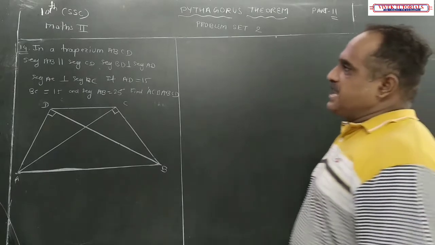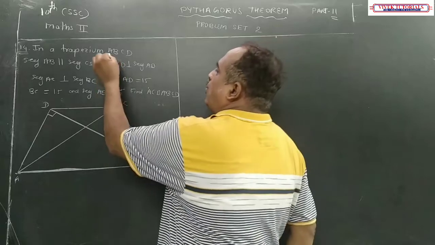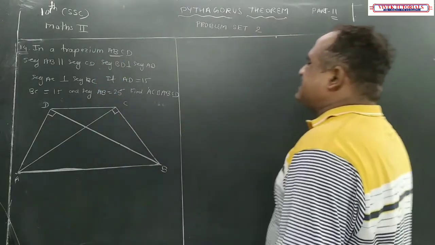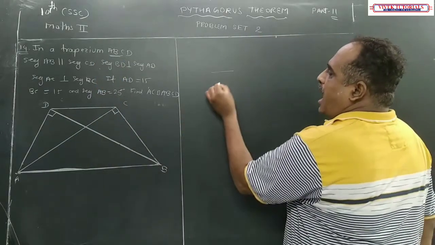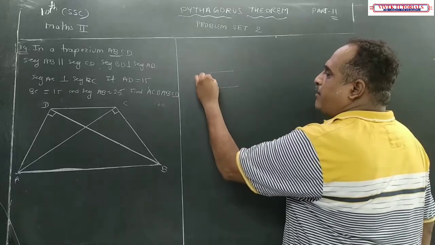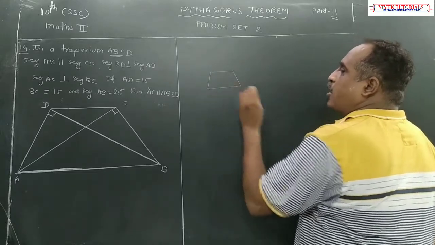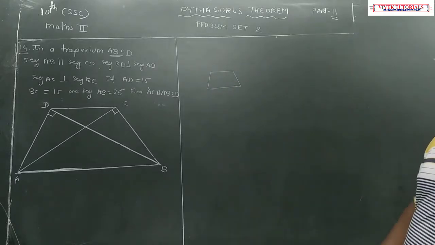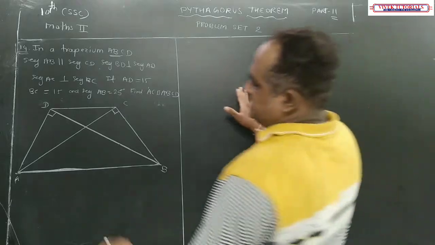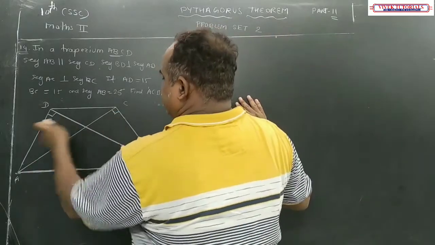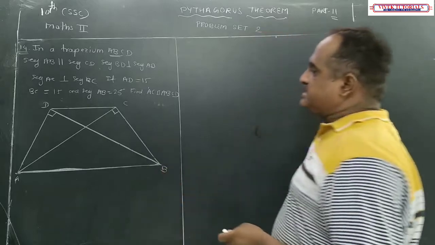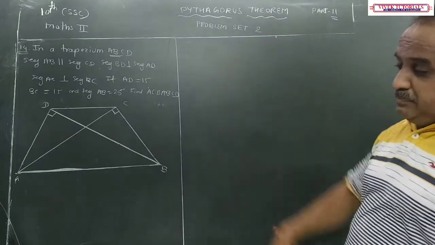So in a trapezium ABCD, now you should know what is the meaning of trapezium. Trapezium is that quadrilateral in which one pair of opposite sides are parallel, remaining are not. It is called as what? Trapezium. So in this case, AB is parallel to DC, but AD is not parallel to BC. That's why it is a trapezium.